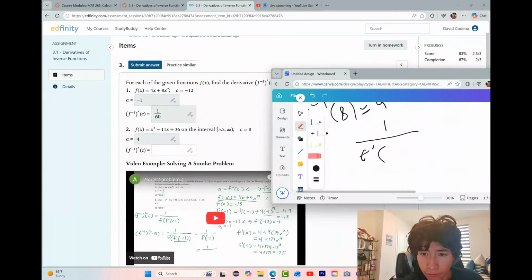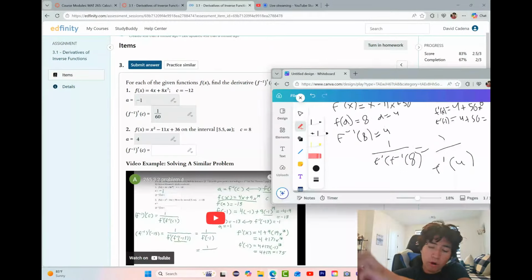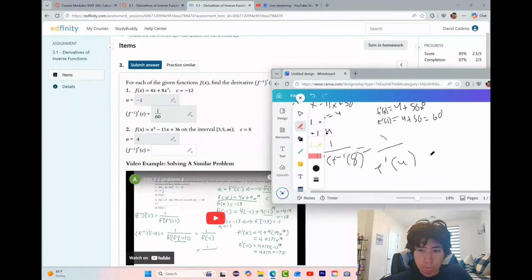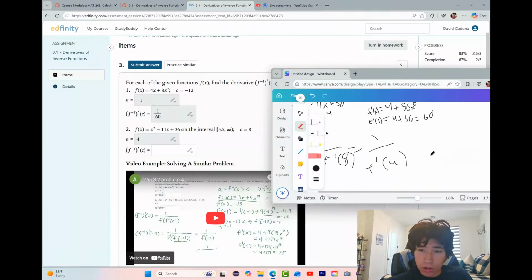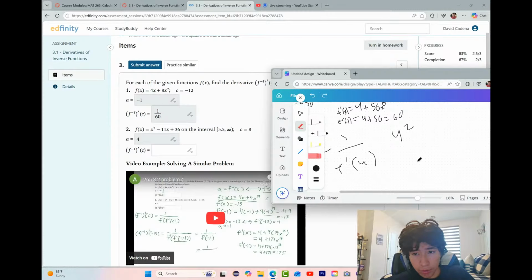f prime of, well, I'll write it down. The derivative of the inverse at 8 equals 1 over f prime of 4. Yeah, we're evaluating at 8. And f prime of 4, well, so we have 4 squared minus 11 times 4. Wait, no, sorry. That's not what we're doing.